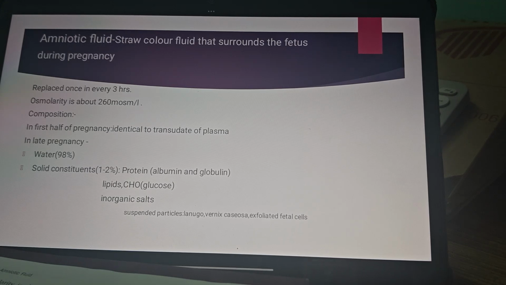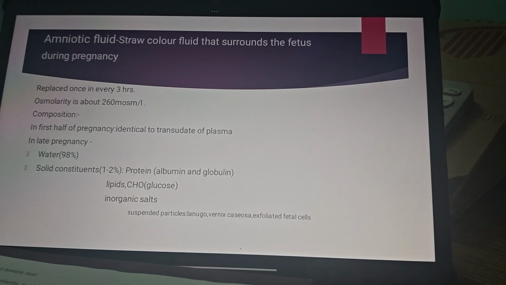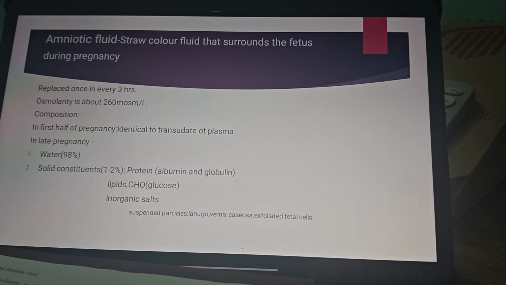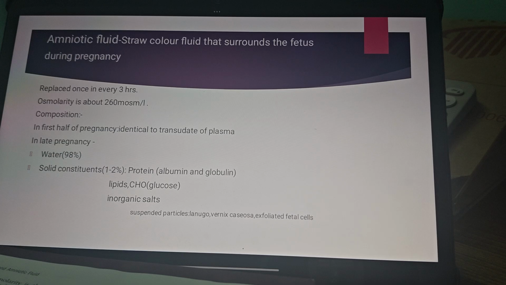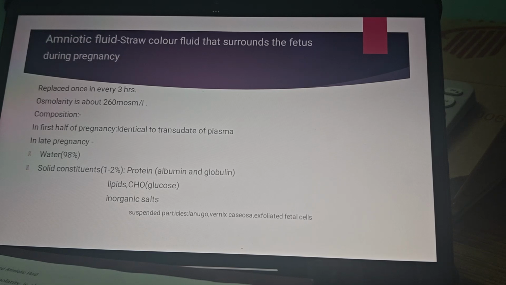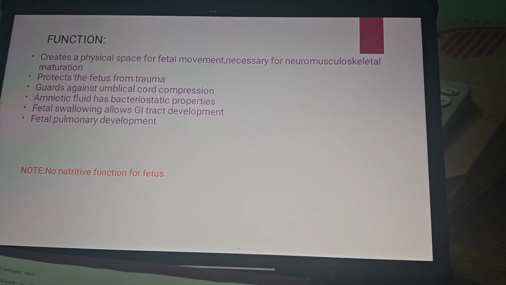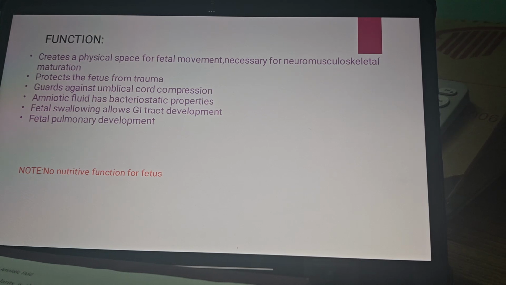What is lanugo? These are the hair follicles or the hair of the fetus. Vernix caseosa is the whitish layer that is present over body of the fetus, and exfoliated fetal cells are also present in the amniotic fluid. So what is the function of amniotic fluid? What are the functions during pregnancy and what are the functions during labor?